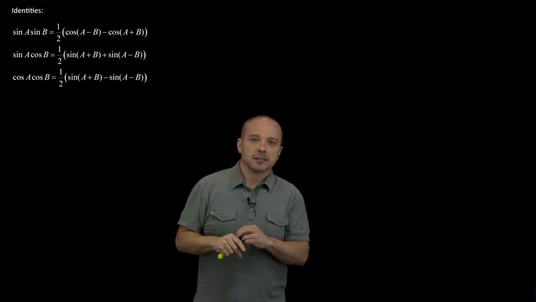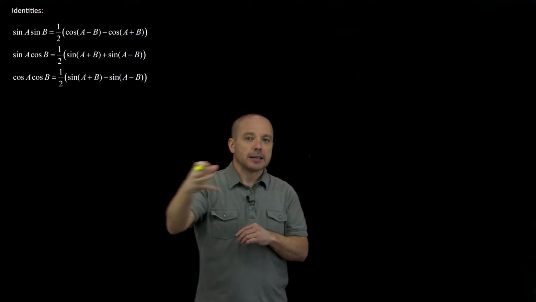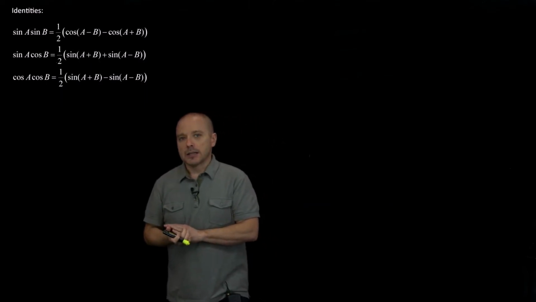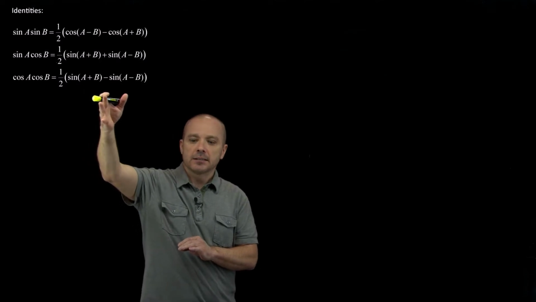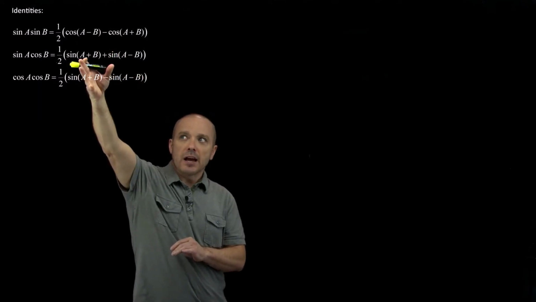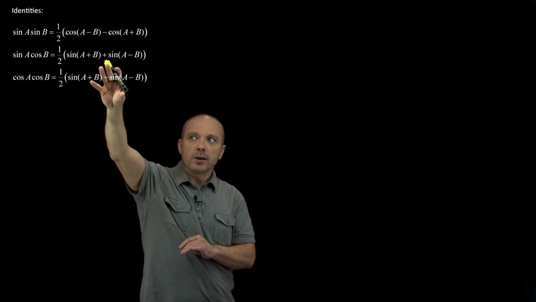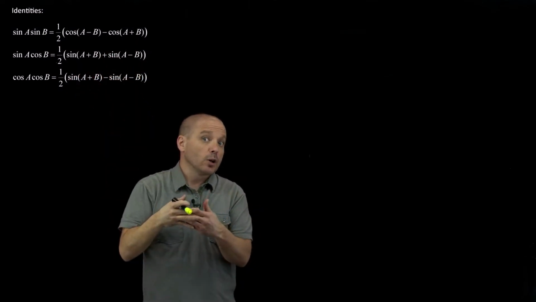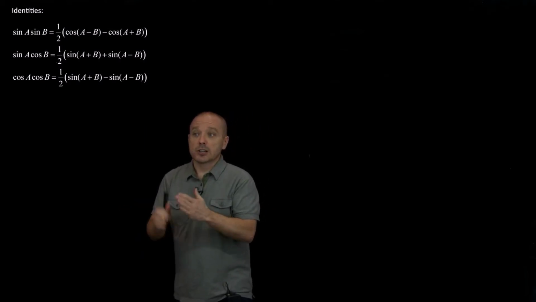The nice thing is in one step of these identities, we can get it down to something that we can integrate. Because if you look at the right-hand side of all those identities, it involves just cosine plus or minus cosine, sine plus or minus sine. So we can integrate that because they're no longer being multiplied. So it's pretty straightforward. So let's look at an example of how we would use these identities.